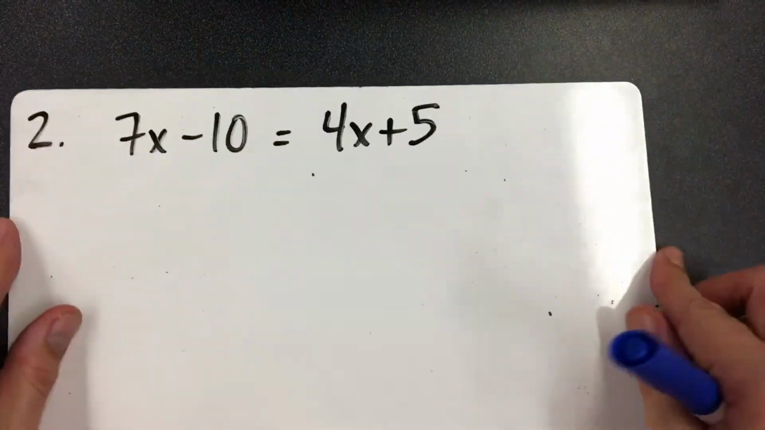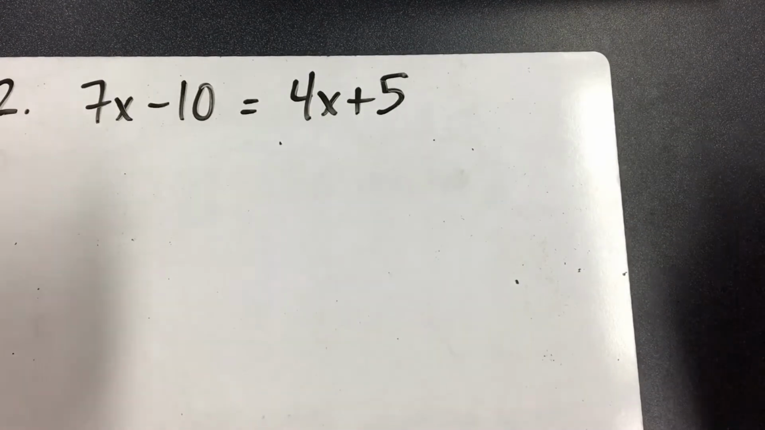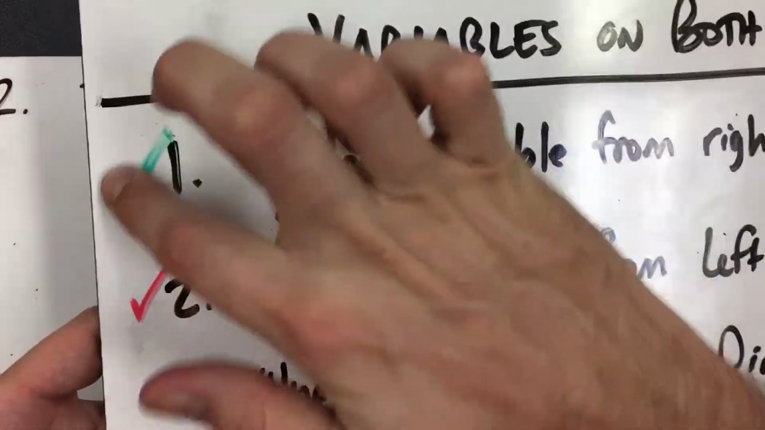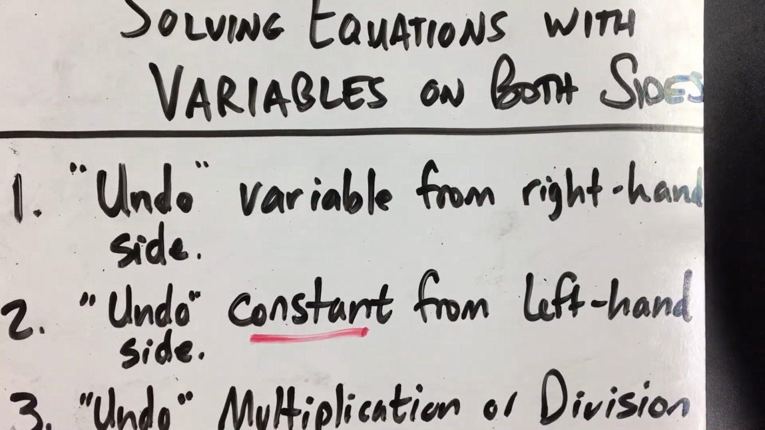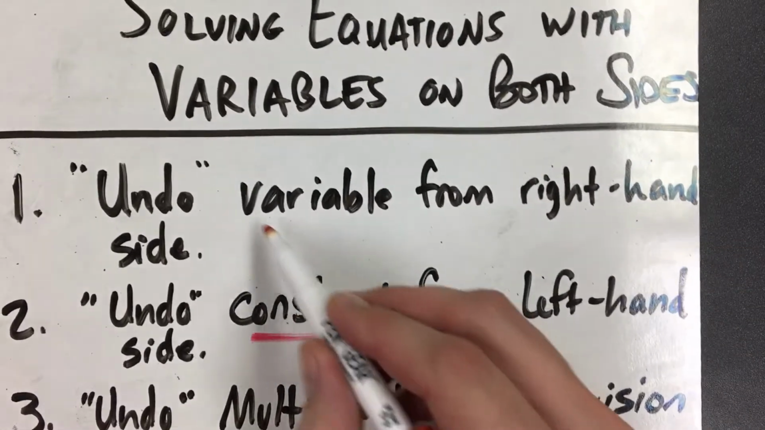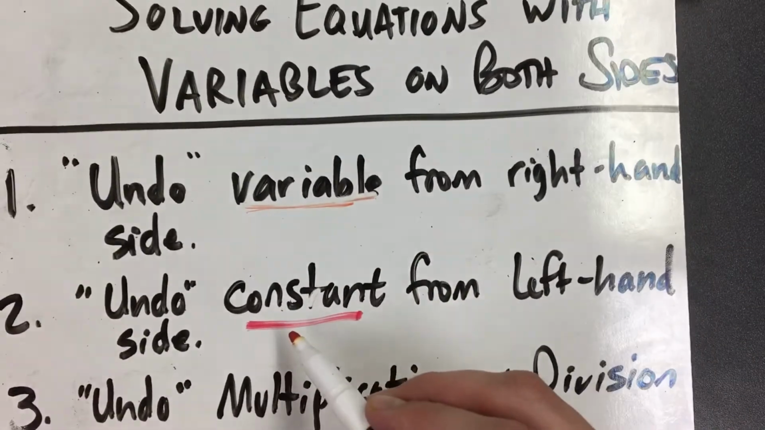Okay, I'm going to go a little bit faster on these other examples, but if you need to slow it down and rewind it and watch it a couple times through, that's okay. Remember, here's our steps. Part 1, undo the variable from the right-hand side. Number 2, undo the constant from the left-hand side. And then number 3, undo the multiplying or dividing.